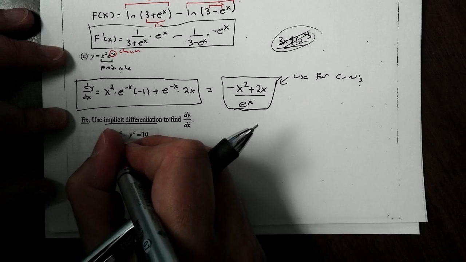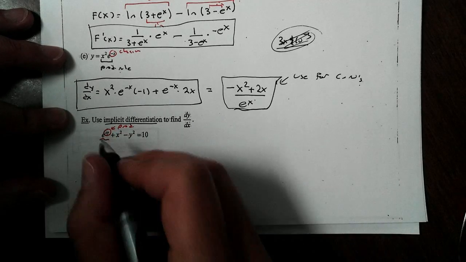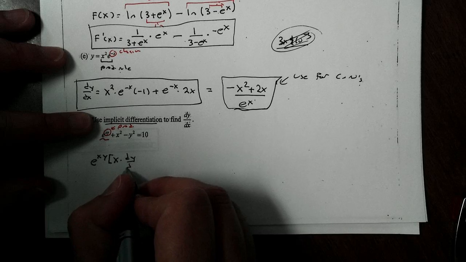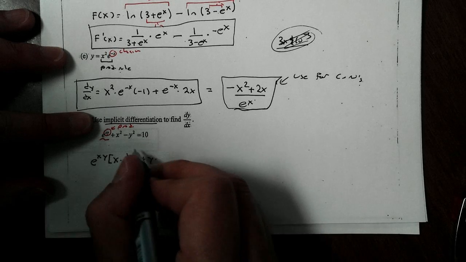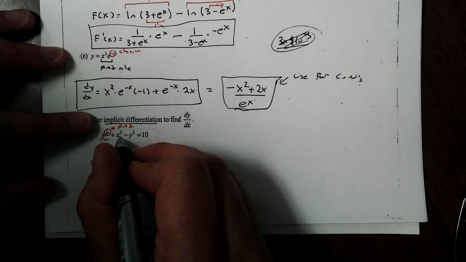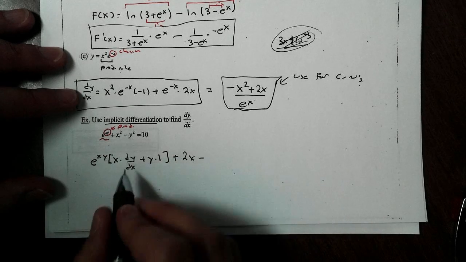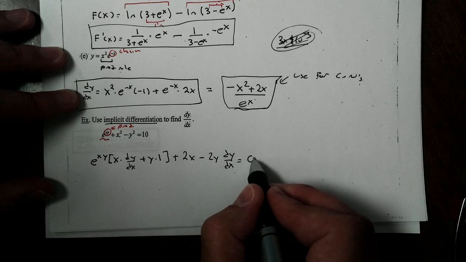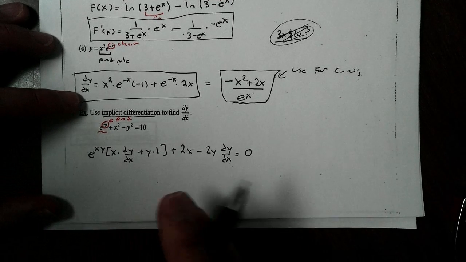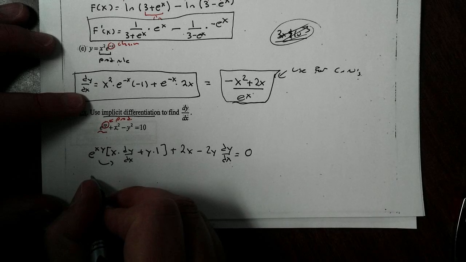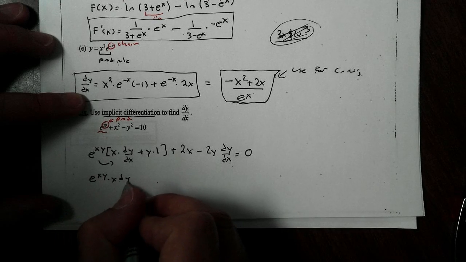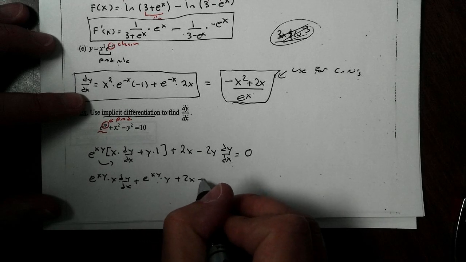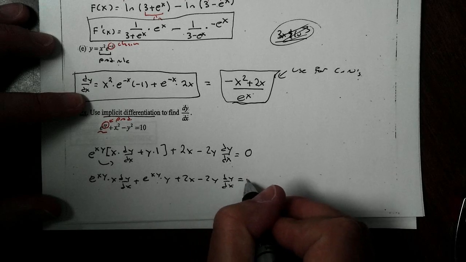But I do have a chain rule right here, and it's product. So the derivative of my inside is going to be the first, which is x, times the derivative of y, dy/dx, plus the second, y, times the derivative of x, which is 1, plus this becomes 2x minus, remember implicit, this becomes 2y dy/dx, and then that becomes, of course, 0. Simplifying, I'm going to distribute. We get e to the xy times x dy/dx plus e to the xy times y plus 2x minus 2y dy/dx equal to 0.